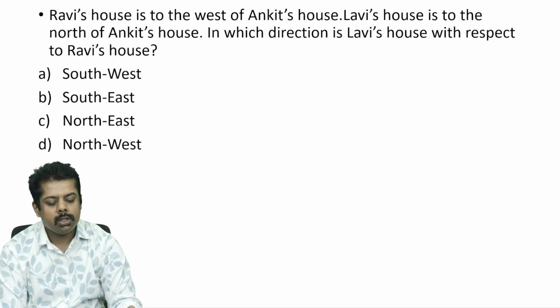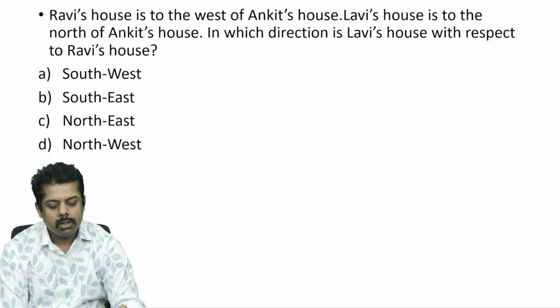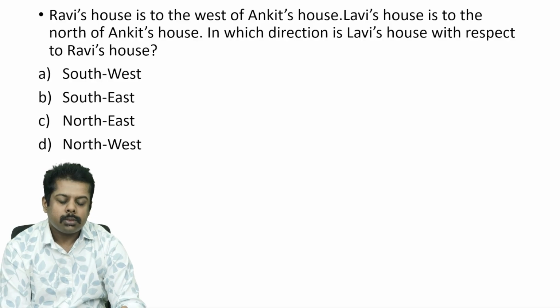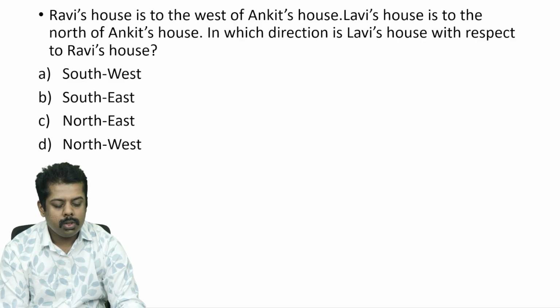Moving on to the next one. Here they have given a few conditions, so we are reading the conditions first. Ravi's house is to the west of Ankit's house, and Lavi's house is to the north of Ankit's house. In which direction is Lavi's house with respect to Ravi's house?